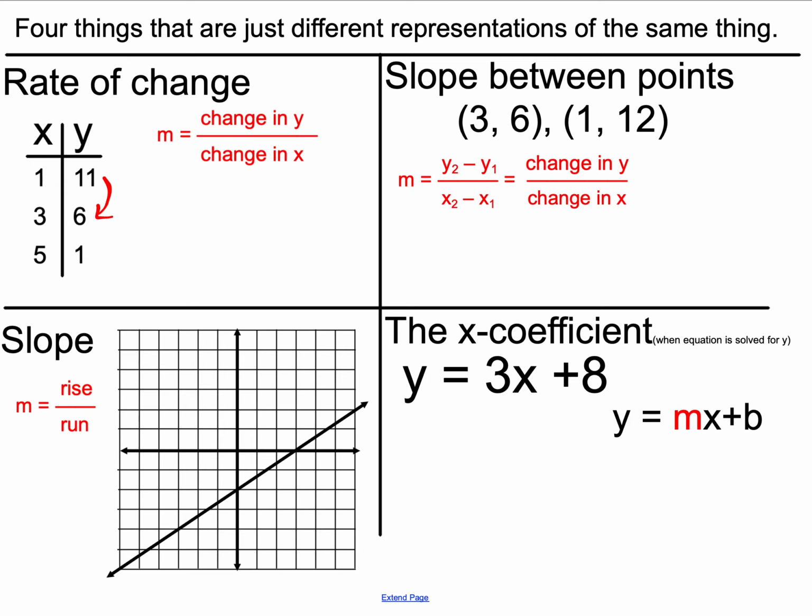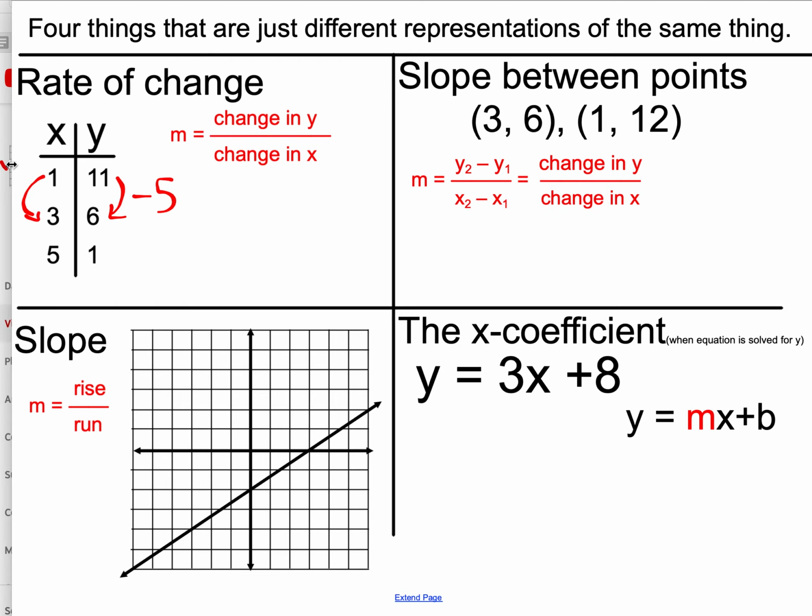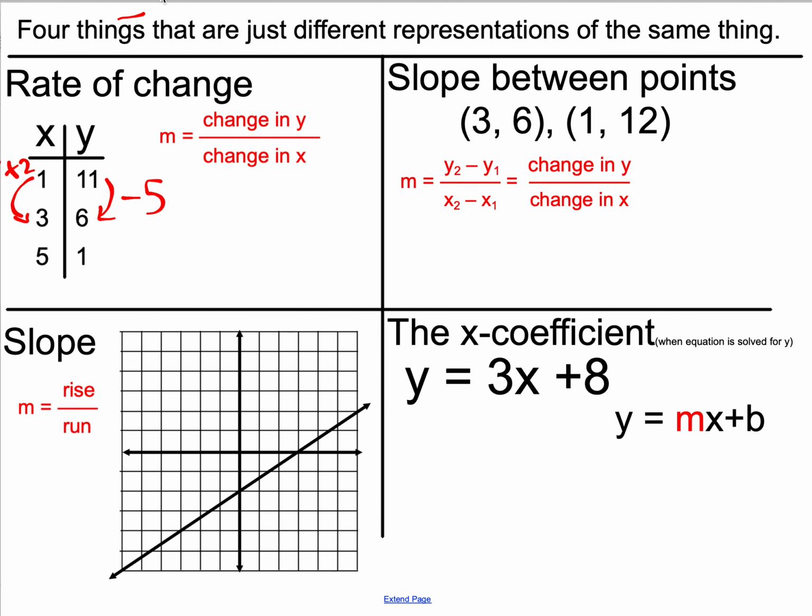Just making a quick demonstration of this. Going from 11 to 6 is going down 5. Going from 1 to 3 is going up by 2. And the slope here would be the change in y, which is -5, divided by the change in x, 2. The slope's -5/2.